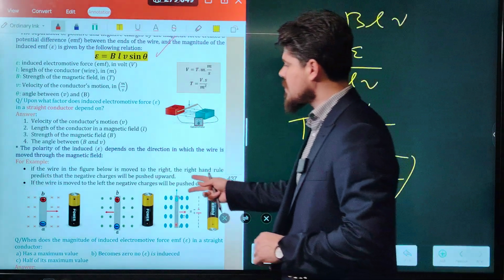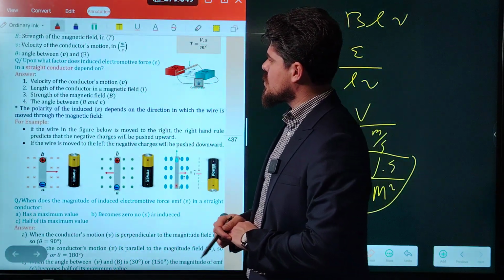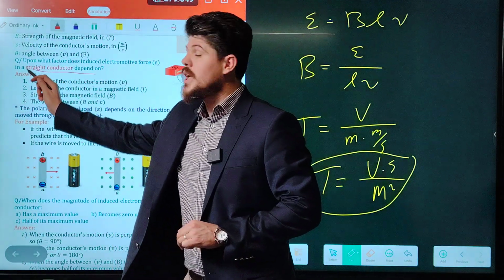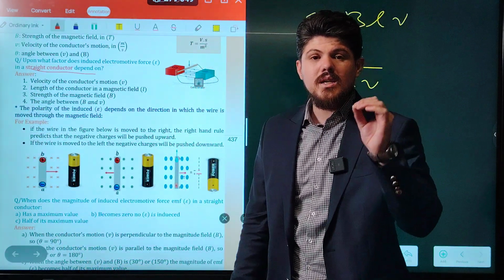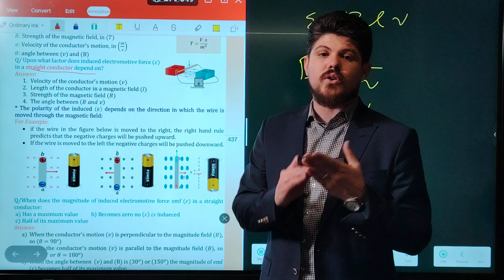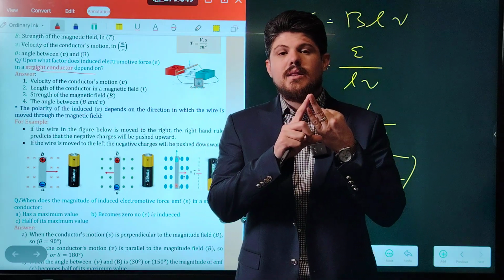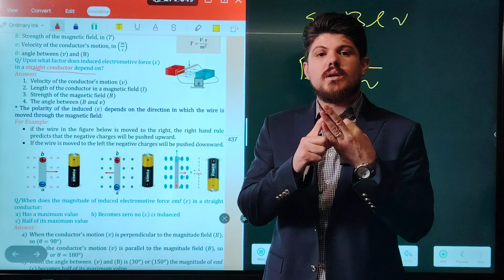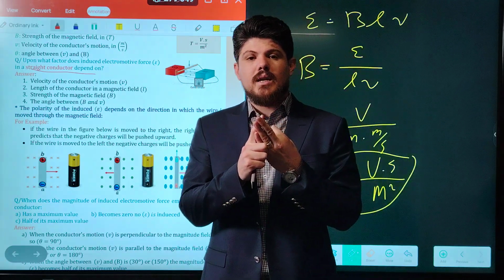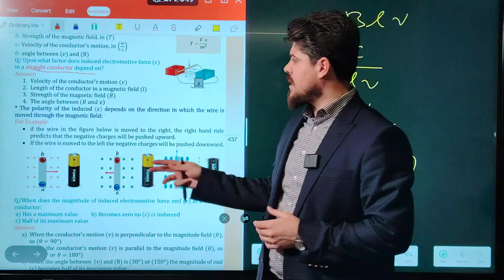Be careful. Upon what factors does the induced electromotive force in a straight conductor depend? It depends on 4 factors: the amount of the magnetic field, the length of the conductor, the motion and movement of the wire in the magnetic field, and the angle between V and B.